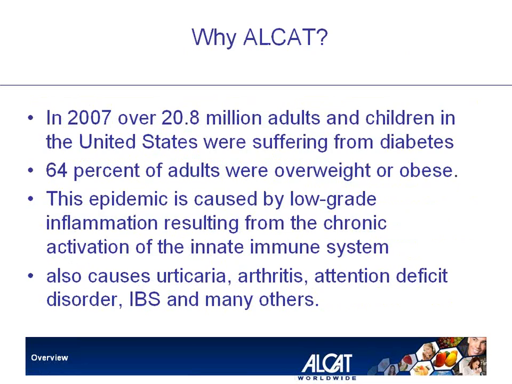In 2007, 21 million adults and children in the United States were suffering from diabetes. 64% of adults were overweight or obese. This epidemic is caused by the low-grade inflammatory response resulting from the chronic activation of the innate immune system, also causing a large number of other chronic diseases, some that are listed here and some will be displayed later. Next.